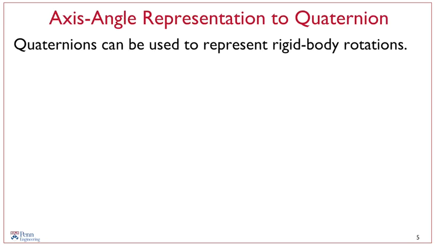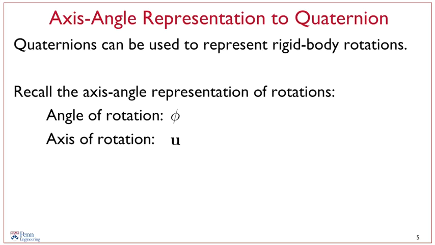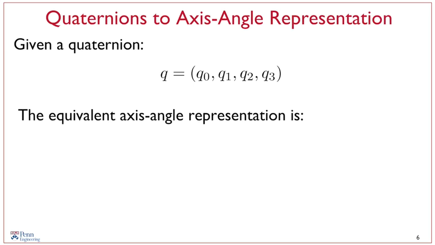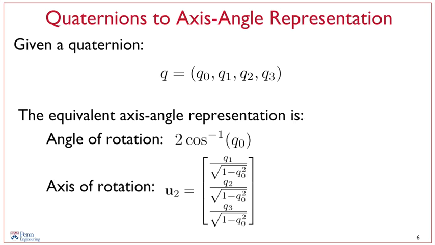In particular, we can easily convert an axis angle representation of a rotation to its quaternion representation. Recall that in the axis angle representation, we found an angle of rotation phi and an axis of rotation u. The equivalent quaternion in terms of these two parameters can be found using the following equation. Given a quaternion q, we can also find the equivalent axis angle representation. We can find the angle of rotation using the constant component q0. The axis of rotation is a function of all four components.